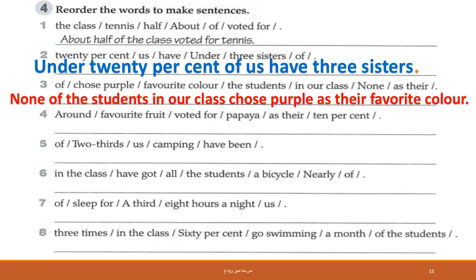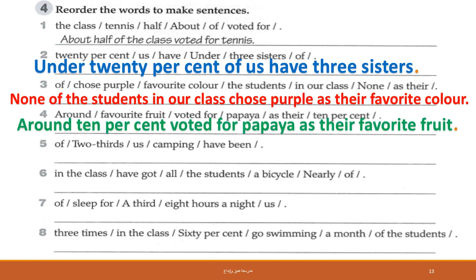Around favorite fruit voted for papaya as their 10%. Start with the capital letter. Where is the capital letter here? Yes, around. Can you please think now? Reorder the words to make a good sentence. Well done. Around 10% voted for papaya as their favorite fruit.